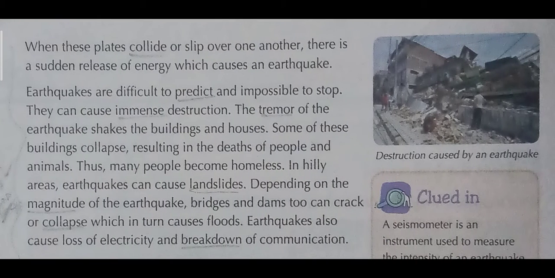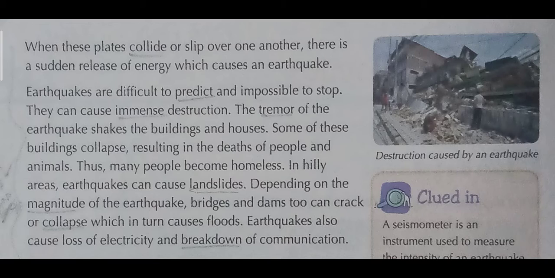So, what is an earthquake? A sudden violent shaking of the ground is called an earthquake. There are plates or blocks under the surface of the earth that keep moving and shifting. On these plates lie the continents and the oceans. When these plates collide or slip over one another, there is a sudden release of energy which causes an earthquake.